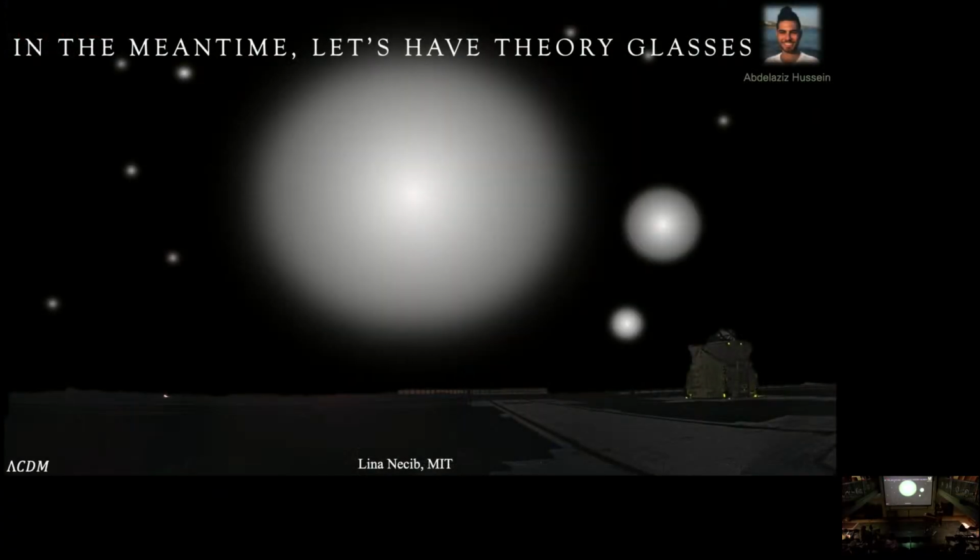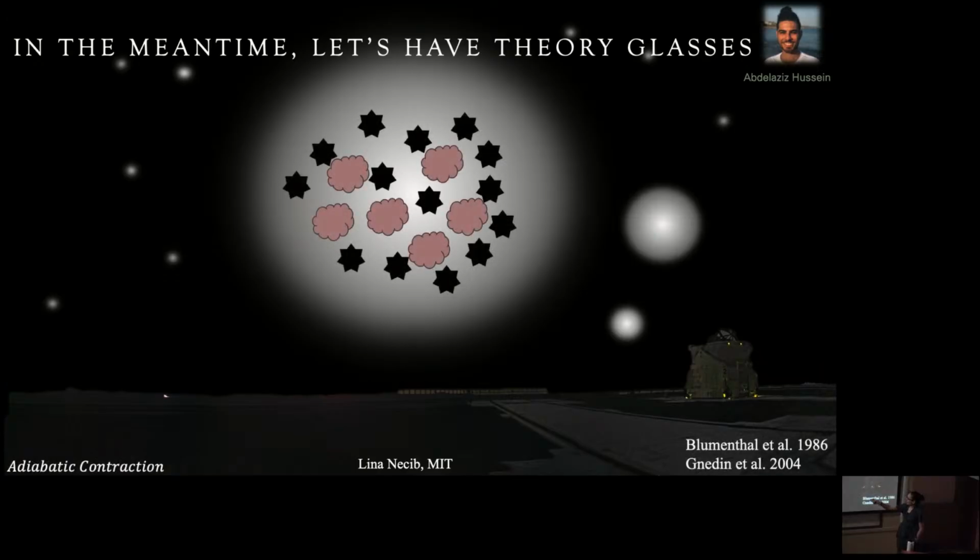In particular, this is a project that was led by my student Abdelaziz Hussein, and we posted it in January or February, so very early this year, trying to see what we expect in the inner part. And for this, we're going to go into very, very bad PowerPoint animations, so get ready. Dark matter is here, and we've got gas. That's how galaxies form. This is what the potential of the Milky Way looks like.